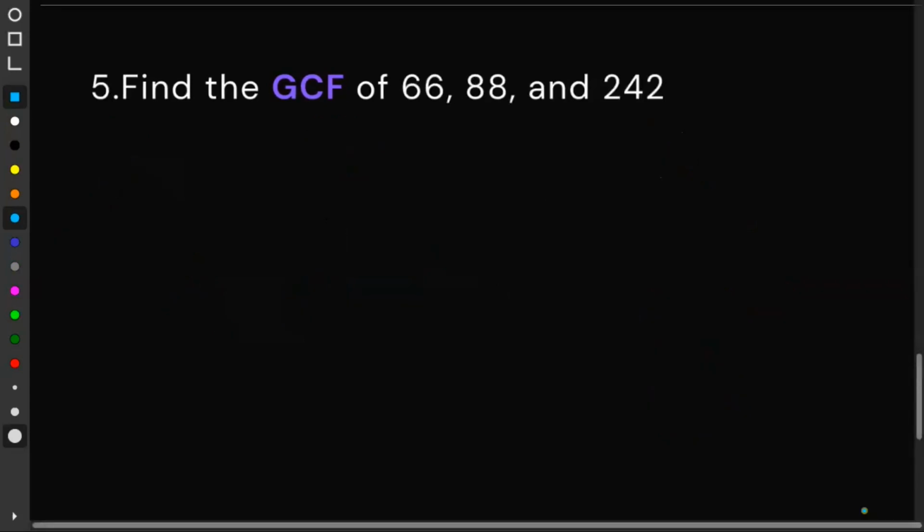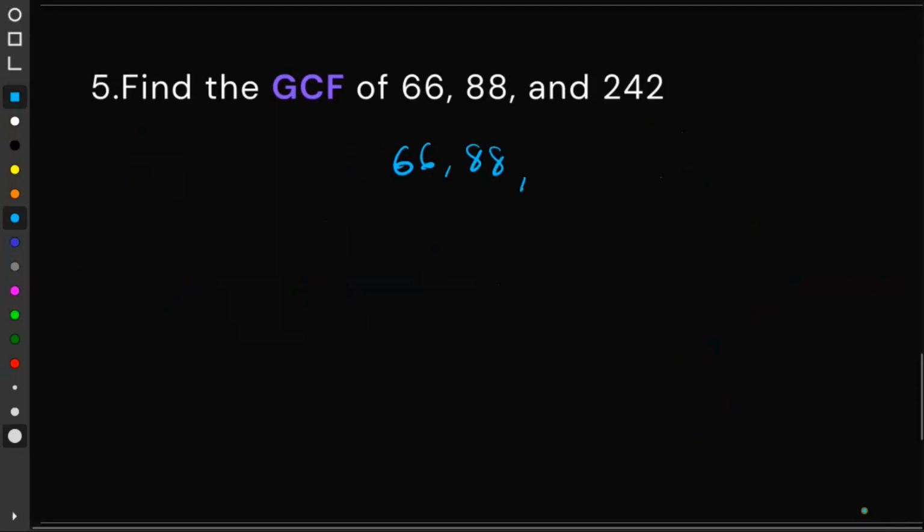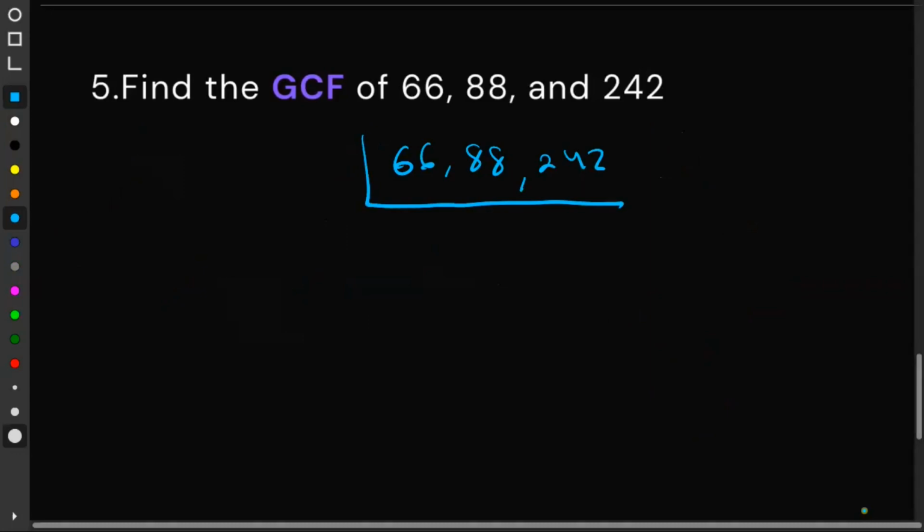Let's go on to our fifth example. For this one, let's try to apply the continuous division method. So let's write 68, 88, and 242. First, note that all of these numbers are divisible by 2, since all of them are even. So we write 2 out here, and that would give us 34, 44, and 121.